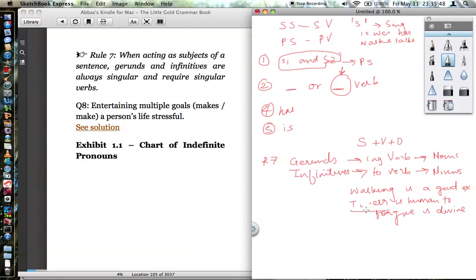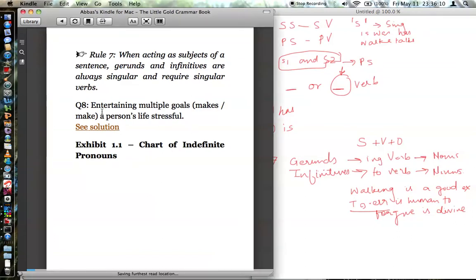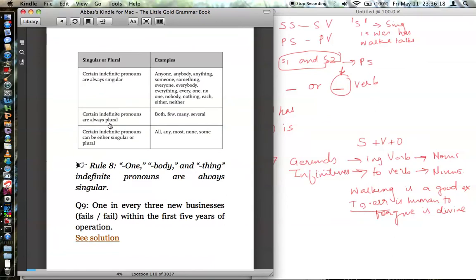Okay, so to err is a singular subject and hence you have a singular verb is. To forgive is a singular subject and hence you have the singular verb is. And here again in cases of gerunds, you have walking is a good exercise. In question 8, entertaining multiple goals. Entertaining is a singular subject. You have makes a person's life stressful.